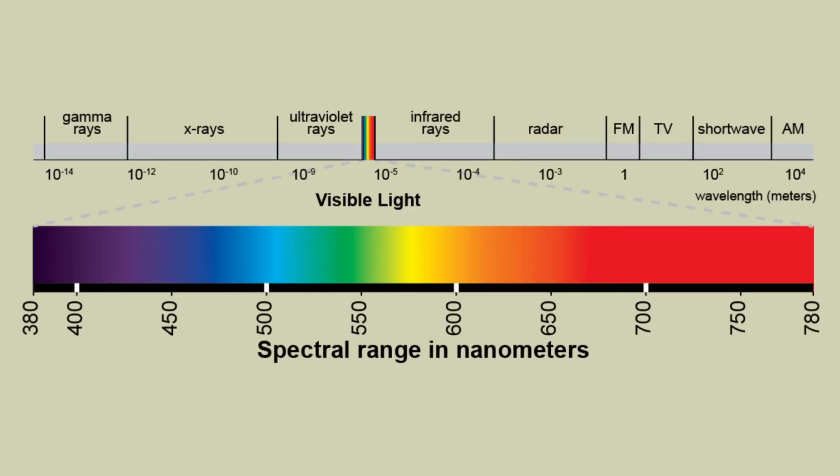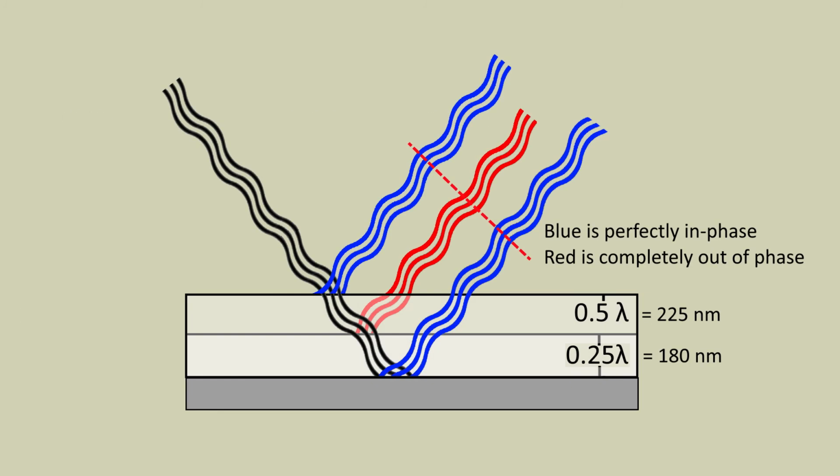Blue light has a wavelength somewhere around 450 nanometers, and red light has a wavelength somewhere around 720 nanometers. If we shine a white light on the washer and a spot appears as a vivid blue, we can infer that the blue light is in phase and the other colors are slightly to completely out of phase, meaning that the oxide layer is likely somewhere between 180 to 225 nanometers thick.